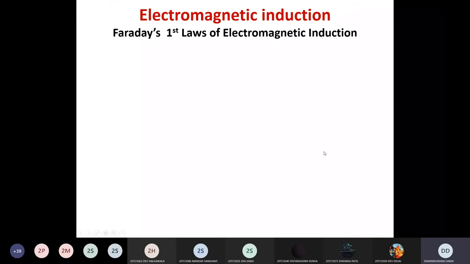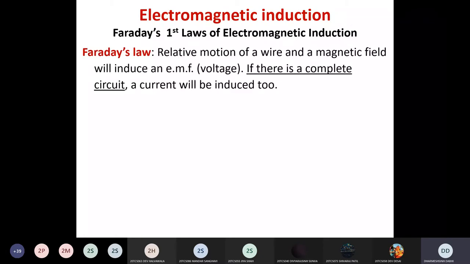Based on this electromagnetic induction, Faraday developed two laws. The first is called Faraday's first law of electromagnetic induction. It says that a relative motion of wire and magnetic field will induce an EMF, or you can say voltage, if there is a complete circuit. This is an important sentence: if there is a complete circuit, then and only then will current be induced in this coil. If your coil is open, then current will not be induced in your coil. Clear? So this is Faraday's first law of electromagnetic induction.